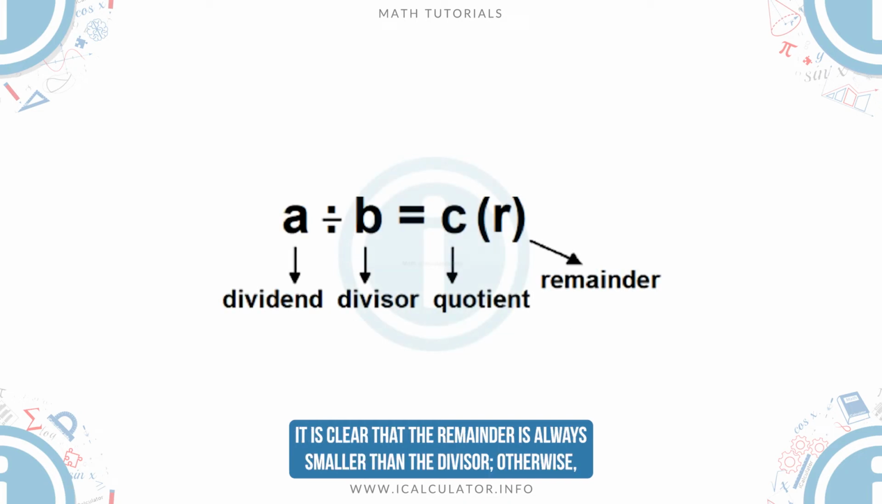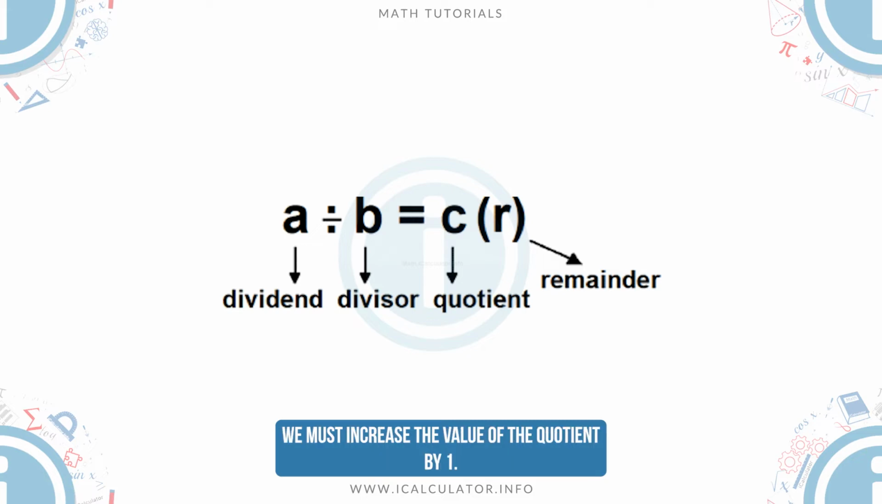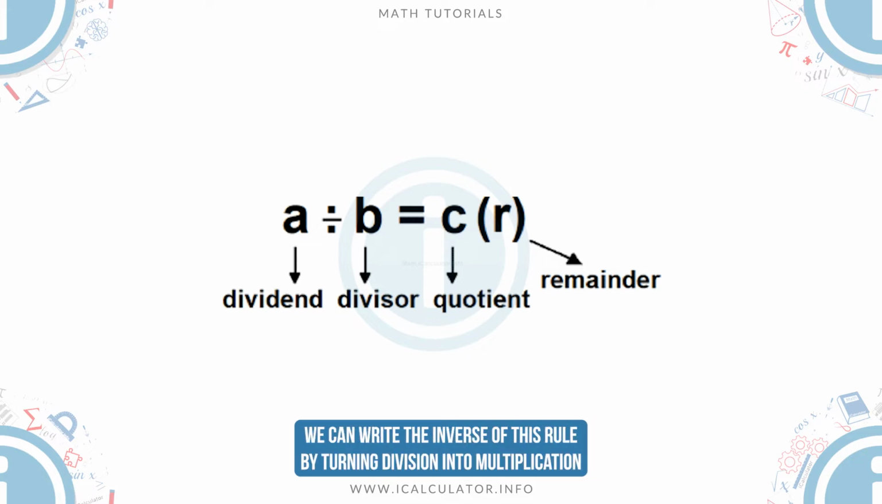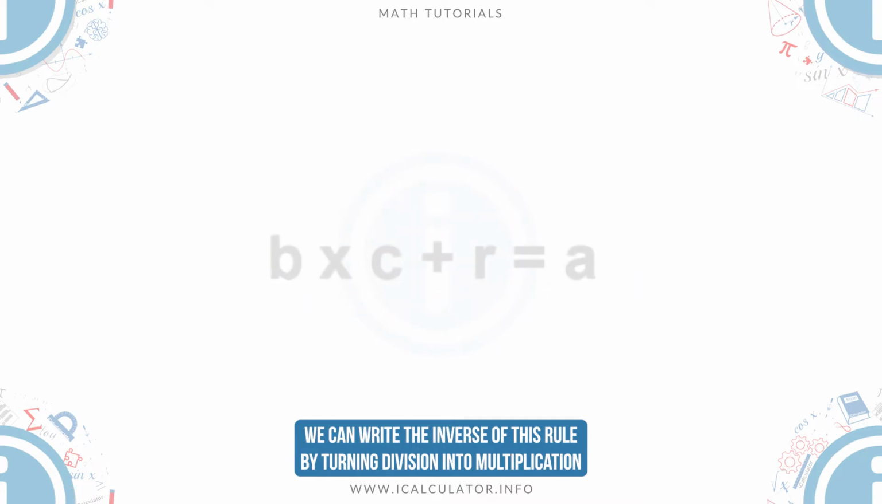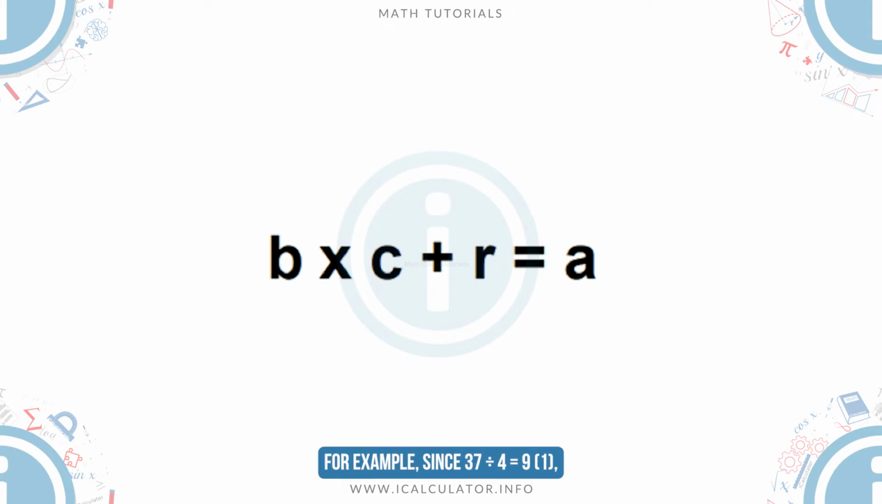It is clear that the remainder is always smaller than the divisor. Otherwise, we must increase the value of the quotient by 1. We can write the inverse of this rule by turning division into multiplication as now shown. For example, since 37 divided by 4 equals 9, remainder 1, then 4 times 9 plus 1 equals 37.